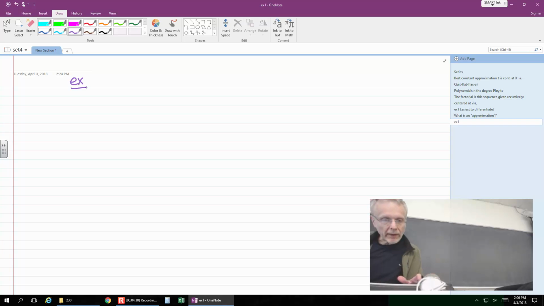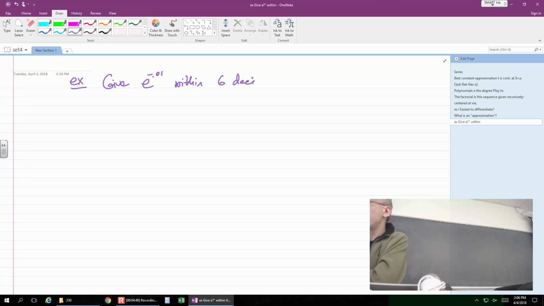So the example might be: give e to the negative 0.01 within 6 decimals. The answer to this might contain a single number, but there is actually more work to be done than in the previous one, because the accuracy has been requested.